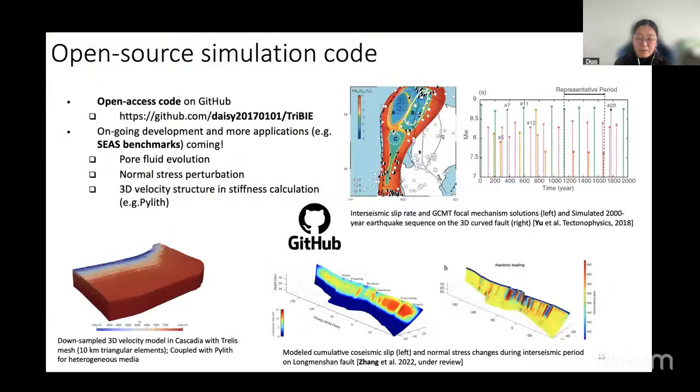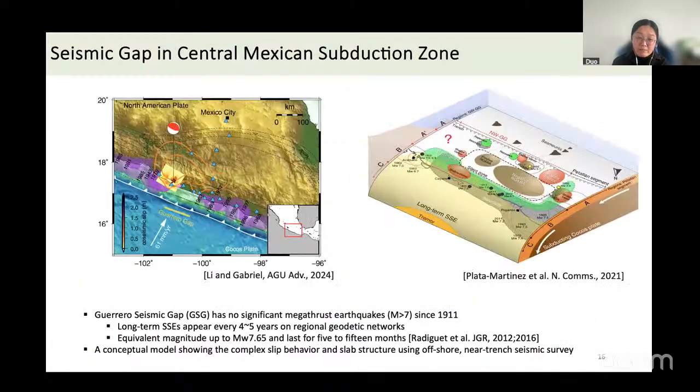Also, as I said, this study is based on the long-term slow slip sequence simulation using open access software that can be found in our GitHub. So this is the first stage, where we simulate the earthquake and slow slip sequence. And the next step is we want to investigate what is the influence of slow slip on earthquake nucleation. So we use observation from central Mexico.